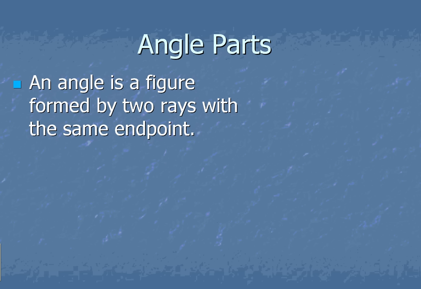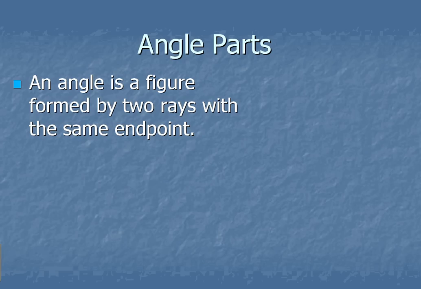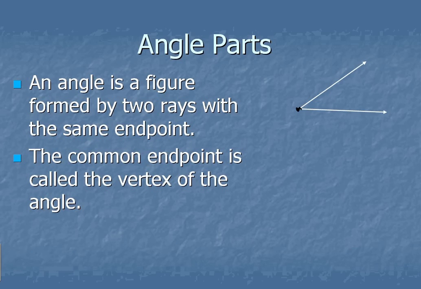First, angle parts. An angle is formed by two rays with the same endpoint. So if we look here, we have two rays because they go on forever here. They got these arrows on here, and they have a common endpoint right here. They share an endpoint, and that forms an angle. This common endpoint is called the vertex.